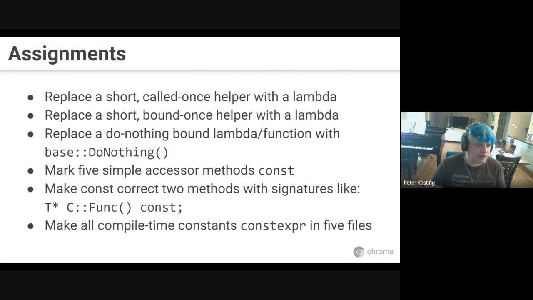Slightly more difficult, take some functions that are physically but not logically const, like the signature that I'm showing here, and make them const correct, whatever that means in this case. And then finally, go through 5 files that have some compile time constants that are not marked const or only marked const and make them constexpr instead, because constexpr all the things.